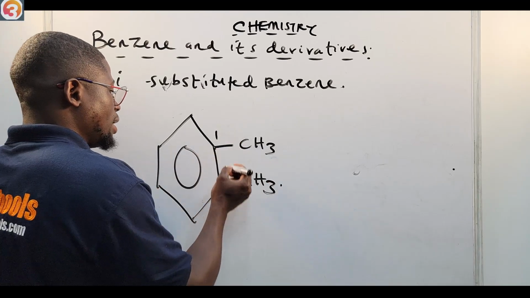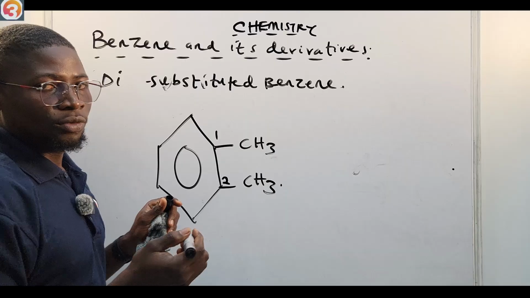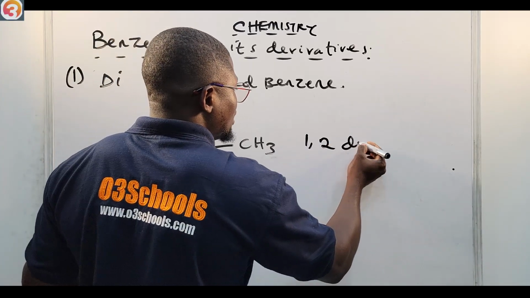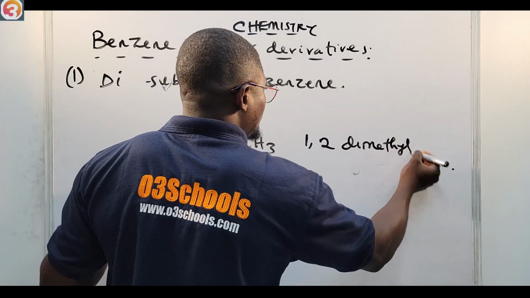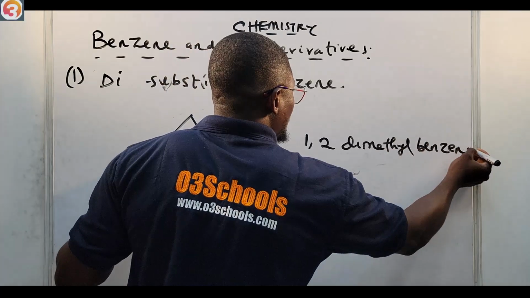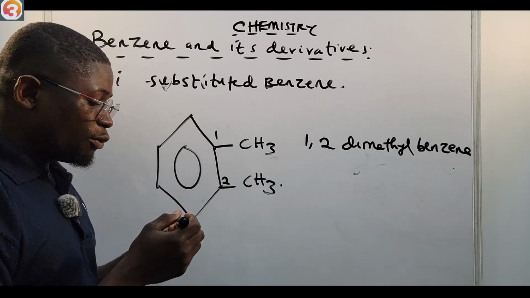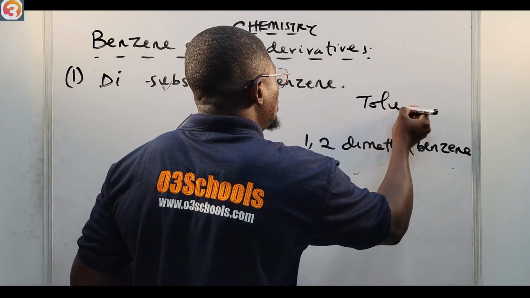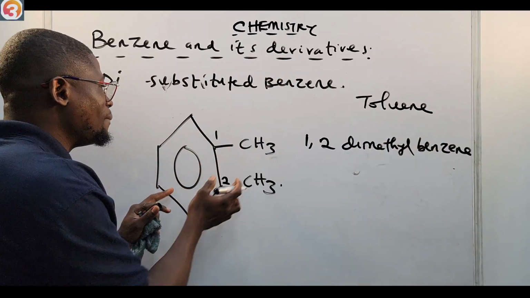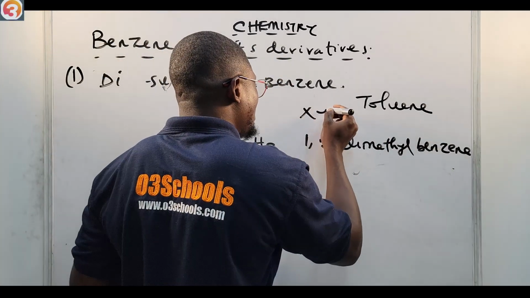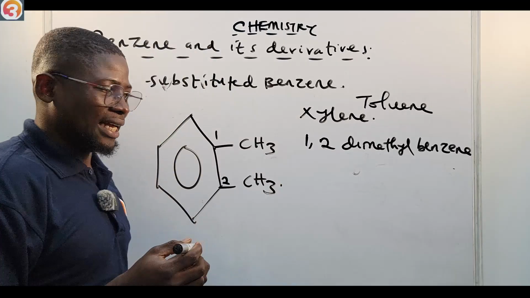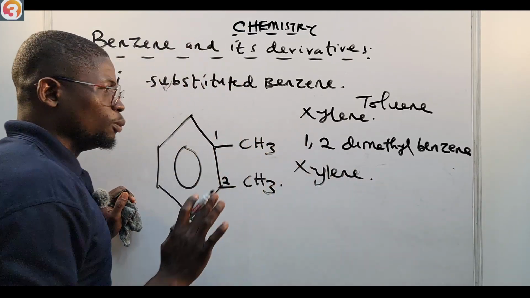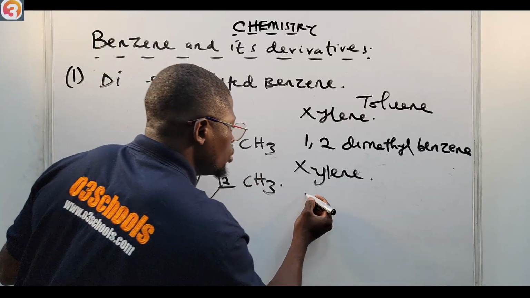So we can number, here is 1, here is 2, carbon 1, carbon 2. So this can simply or easily be called 1,2-dimethylbenzene. But it has a name. If you have 1 methyl group attaching itself to a benzene ring, we call that one toluene. But if we have 2 methyl groups attaching itself to a benzene ring, we call that one xylene. Please take note of that. So this is xylene. We can also call this structure orthoxylene.